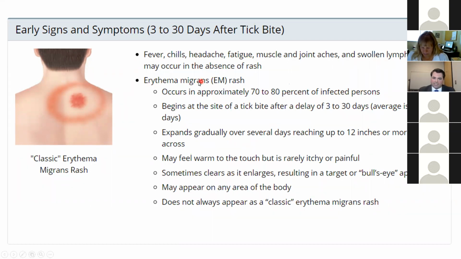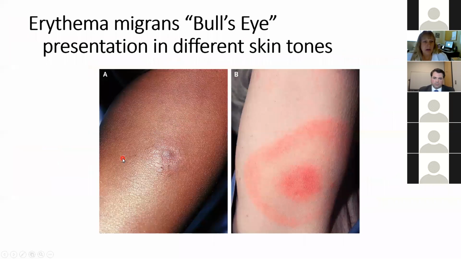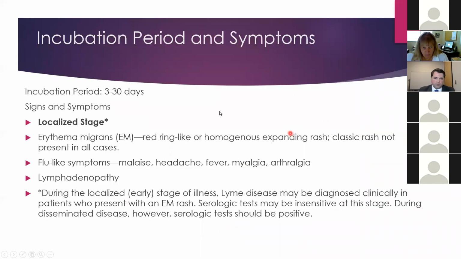Erythema migrans is the classic rash, so we'll talk more about that. Here's the picture of the rash, and it occurs in 70-80% of the infected people. It expands gradually, reaching up to about 12 inches. It can be warm to the touch, and sometimes it clears as it enlarges, but it's the classic target lesion, the bullseye appearance. And here's another picture. These are pictures of patients with different skin tones. And so you have the classic bullseye target appearance of the rash.